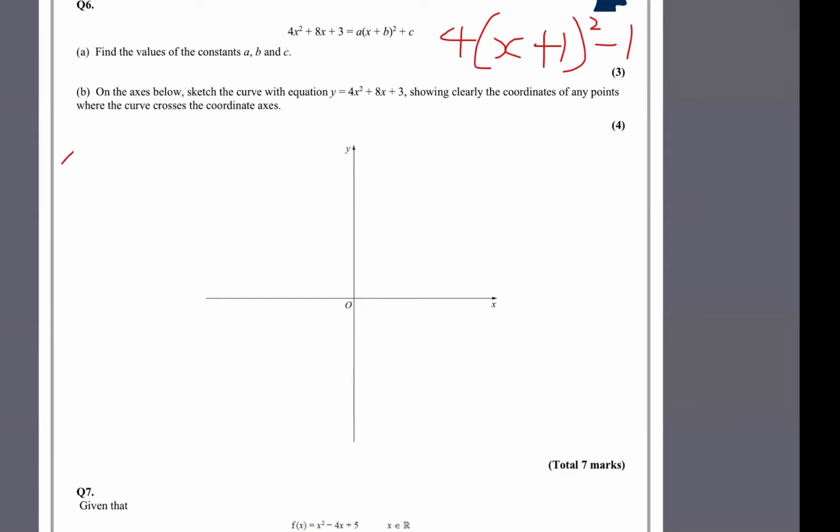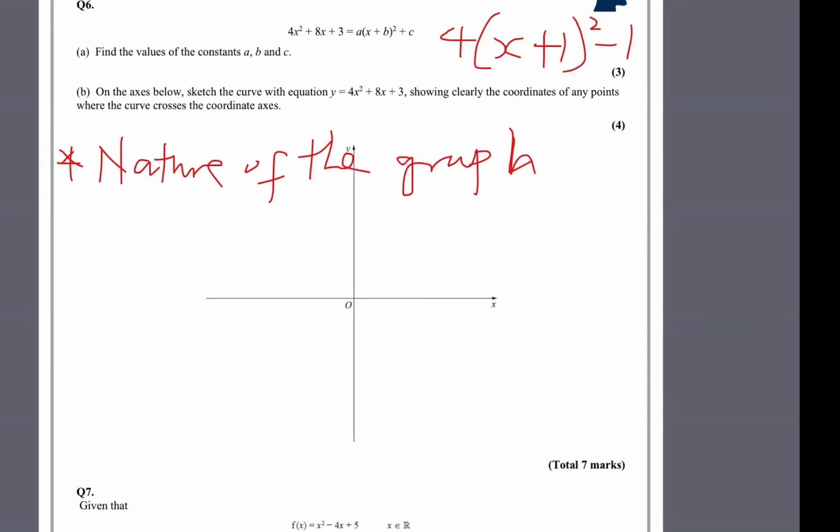The first thing we would note when we want to sketch is the nature of the graph, and in this case, our graph should be coming this way. How did we know? Because the coefficient of x squared, which is 4, is positive. If we had a -4x squared, then the nature of the graph would come in this form. Don't forget, when you are told to sketch, you are not drawing to scale, but you're just hitting the graph at the right points that it should be hitting.